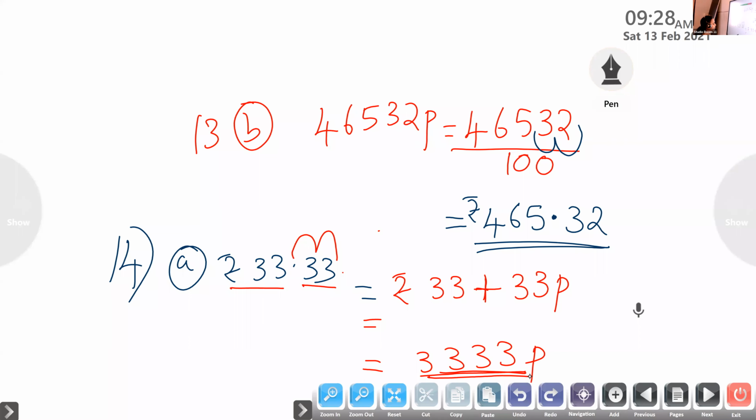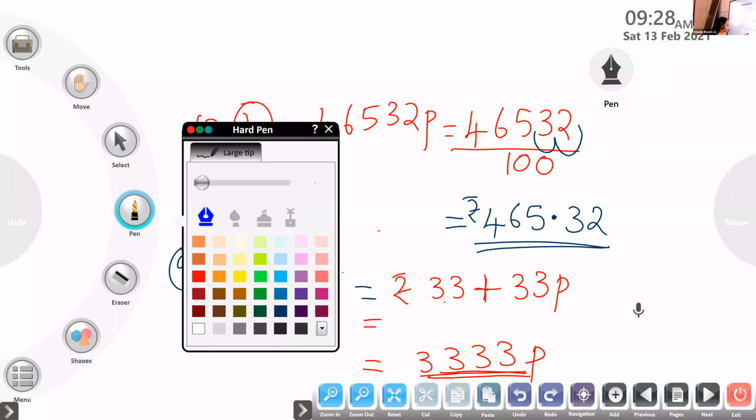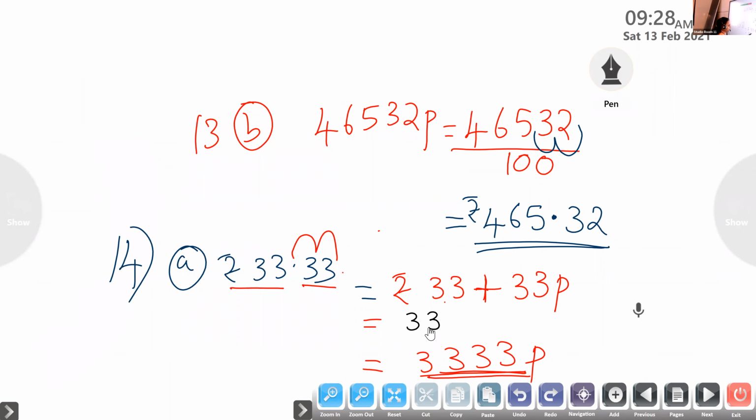So one more step is here. What we have to do here, children? Write the number. Then how many 0? Rupees 33. Write 33. Then add how many 0? 2 0 plus 33. So what's the answer? 3,333 paise.